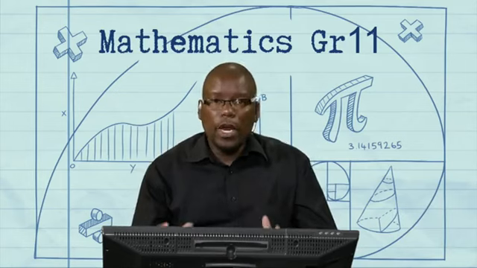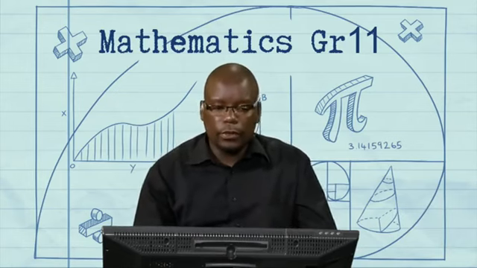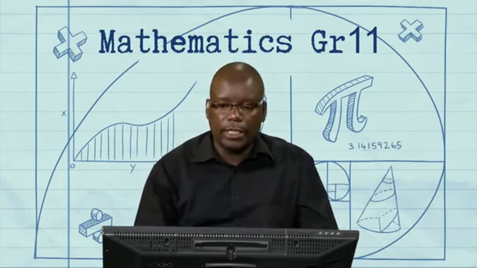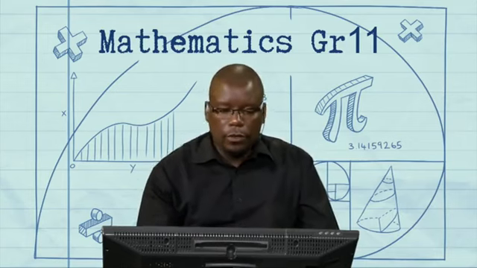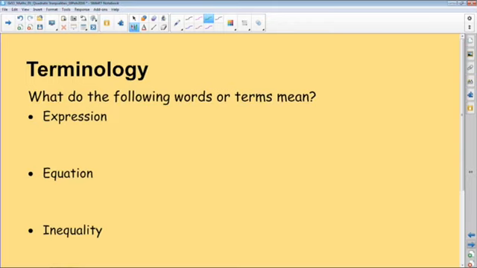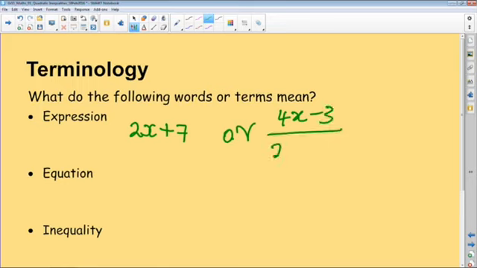All right, guys, well done. Those of you who've worked out what an expression, equation, and inequality is, I'll just give you quick examples. If I give you, for instance, 2x plus 7, or maybe 4x minus 3 over 2x squared plus 1, this is an expression.